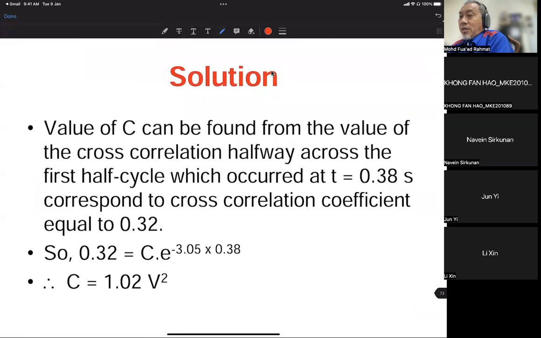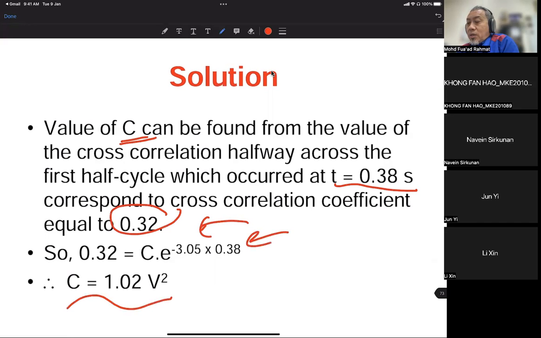The value of C can be found from the value of the cross correlation halfway across the first half cycle, which occurred at t equal to 0.38 seconds, corresponding to a cross correlation coefficient of 0.32. So we equate 0.32 with C exponent minus 3.05 times 0.38. Then we get 1.02 V squared.